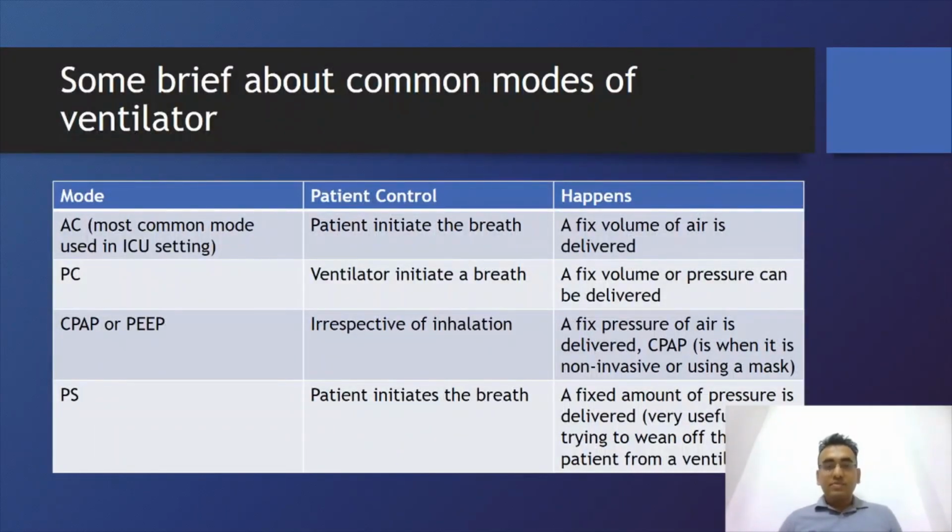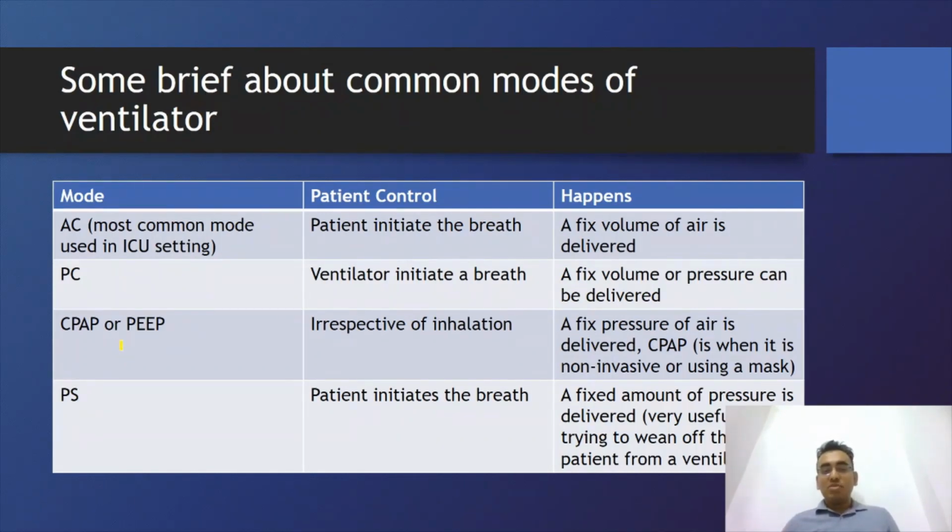So let's very briefly discuss the common modes of ventilator which we read in the last class. The first one was the AC mode, which is the most common mode, where the patient initiates the breath, and as that breath is initiated, a drop in pressure is sensed and a fixed volume of air is delivered to the patient. Similarly, we have a PC mode where they have a pressure control. So the ventilator gives a fixed pressure or volume of air.